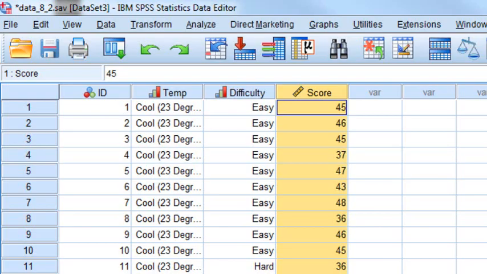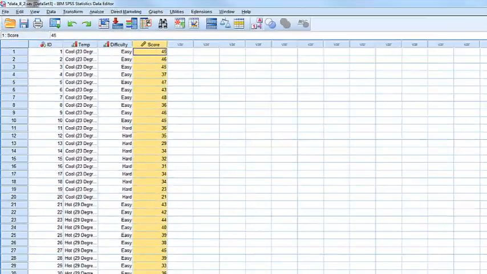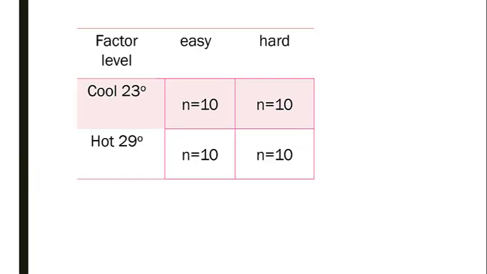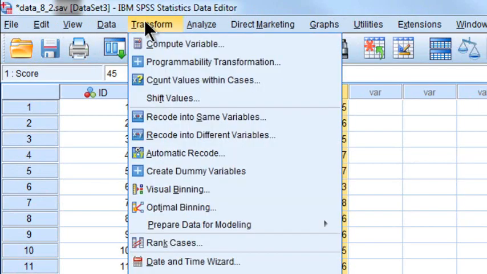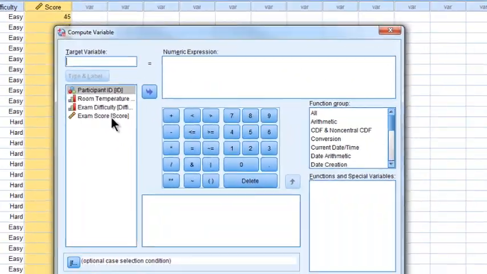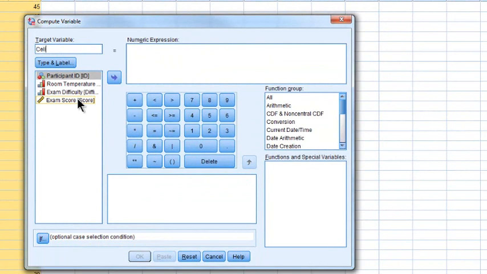Now, we want to look at each of those 4 groups separately to evaluate whether they're normally distributed. So in order to do that, I'm going to add a cell column to this data set. But if you want to do it by splitting the file, you're welcome to do that too. So I'm going to compute a new variable, call it cell. Remember, they're both coded as 1s and 2s.